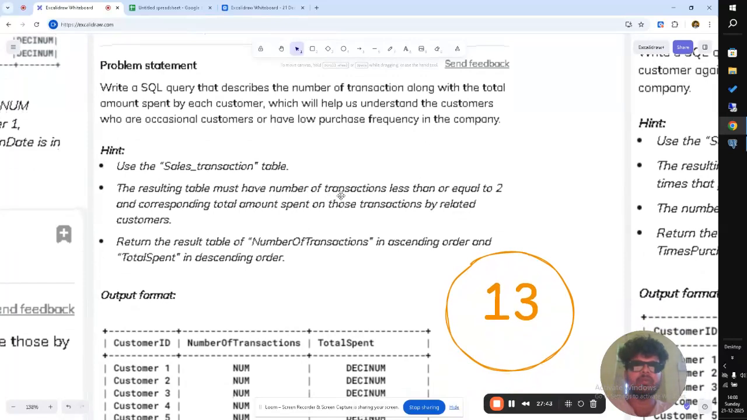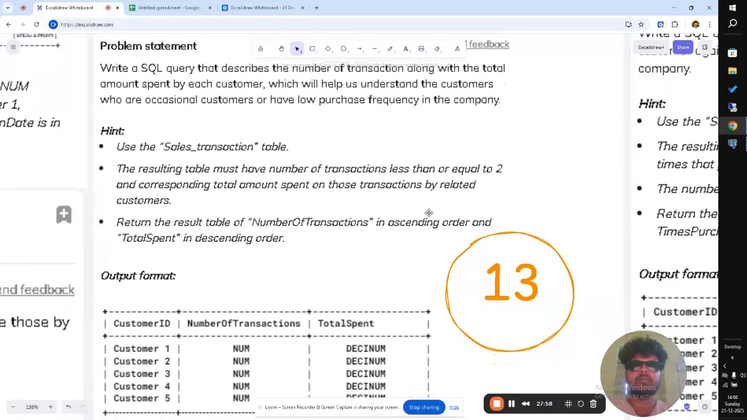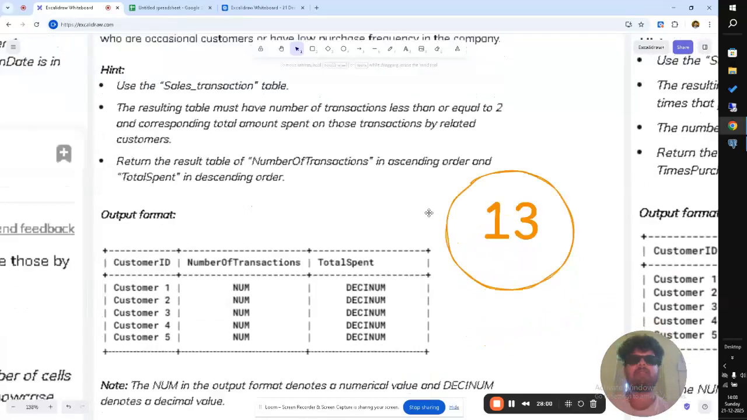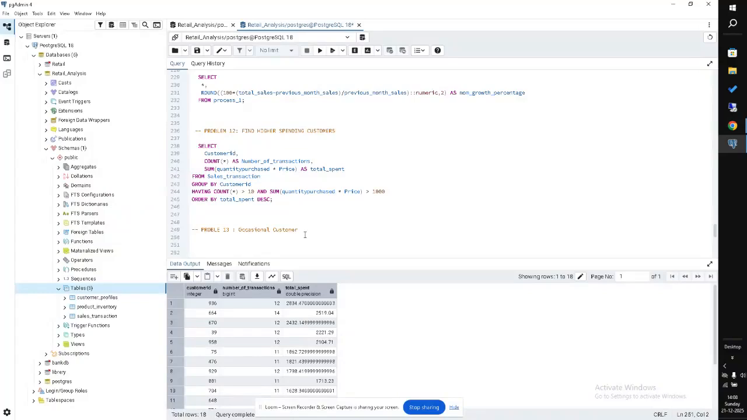The resulting table must have number of transactions less than or equal to 2 and the corresponding total amount spent on these transactions by the related customers. Return the result table with number of transactions in ascending order and total spending in descending order. So let's do customer ID, total number of transactions and total spend. Okay, so same requirement.